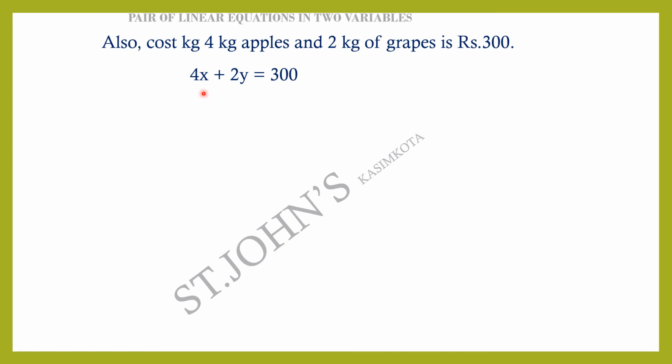Here, each and every value is divisible by 2. In 4x plus 2y equals 300, what is the common factor? 2 is common: 2 2s are 4, 2 1s are 2, 2 150s are 300. So the common factor is 2.